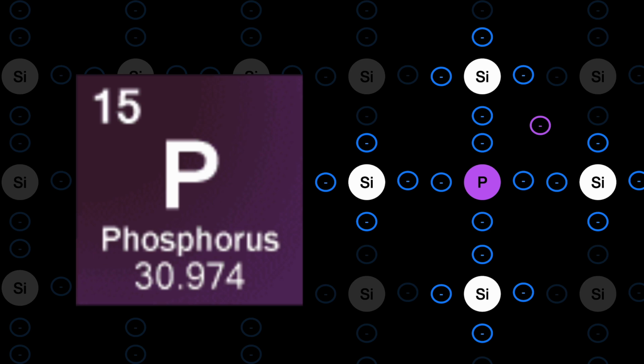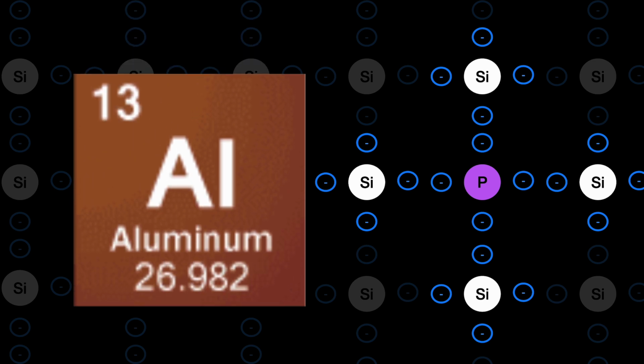Now, conversely, what happens if we add a group 3 element like aluminum into the lattice? Once again, it fits in without causing any problems, but now there's a hole where an electron used to be. Surrounding electrons that are excited can jump to fill that hole, effectively creating a positive mobile charge. This process of adding slight impurities to the lattice is known as doping.